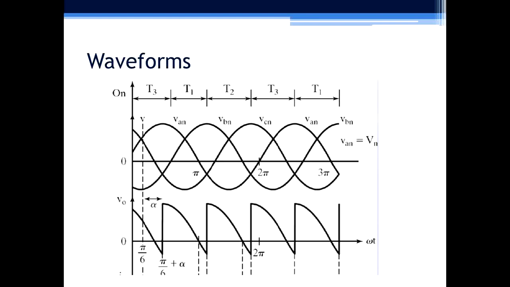So here T1 is conducting. When T1 is conducting, VAN will appear across the load, and T1 will conduct till T2 is triggered. So you get the first pulse from T1, second pulse from T2 and third pulse from T3. So when the input has completed one cycle, the output has 3 pulses.